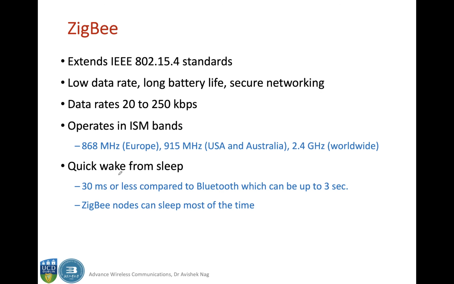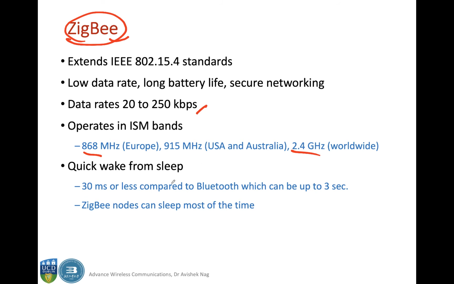So we will focus a little bit on 802.15.4, which is the low data rate, low energy and very short range application, and that is sometimes also called ZigBee. Okay, this operates in the ISM bands, so 868 megahertz for Europe, 915 for US and Australia, and 2.4 gigahertz worldwide.